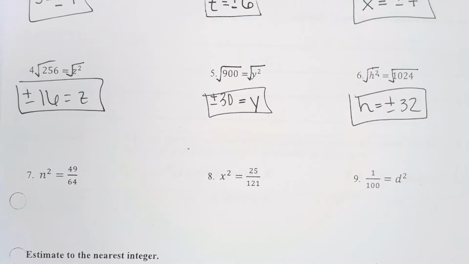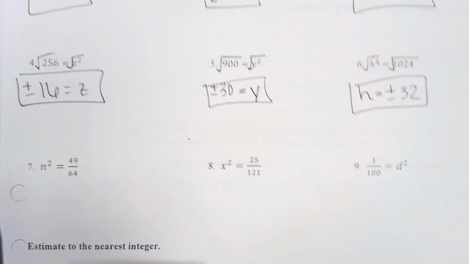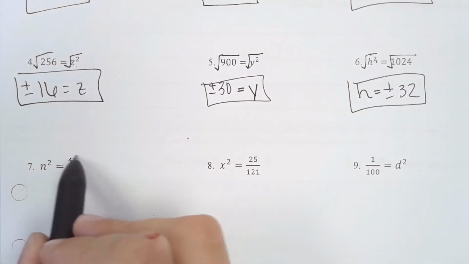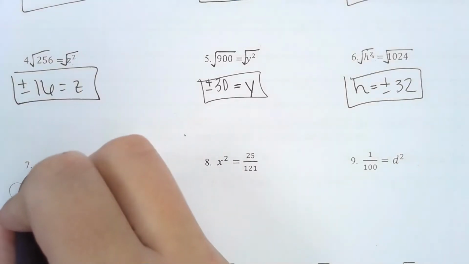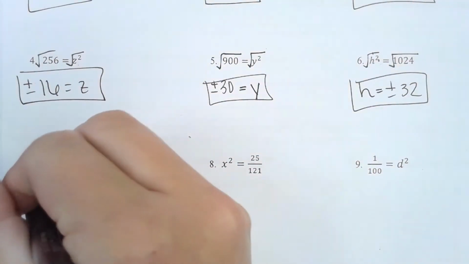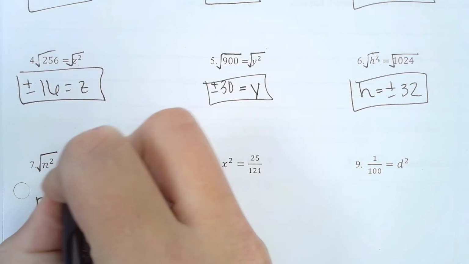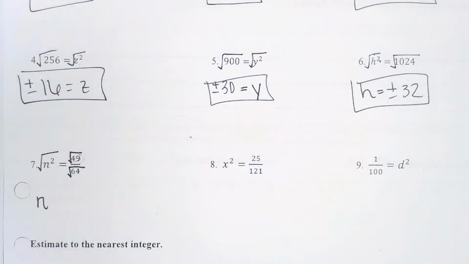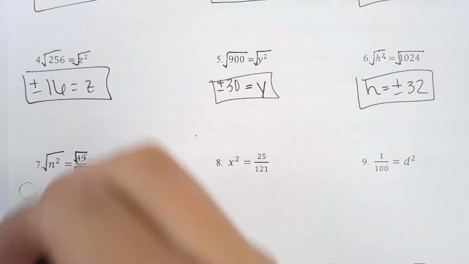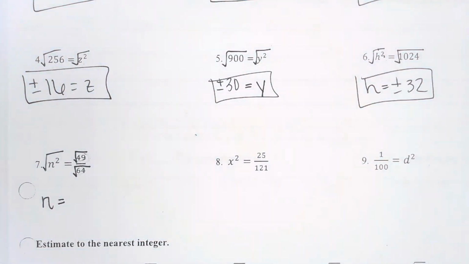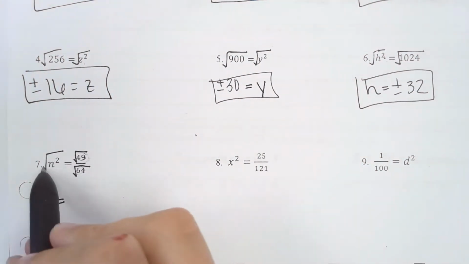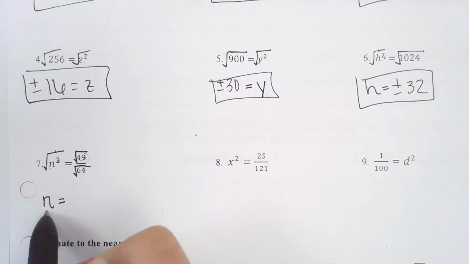Alright, so now whenever you take the square root of fractions, so if you have your fraction here that you're going to square root to get n by itself, you're just doing it to both the numerator and the denominator. And then you're leaving your answer as that fraction. So square root the n squared so that you can get n by itself.